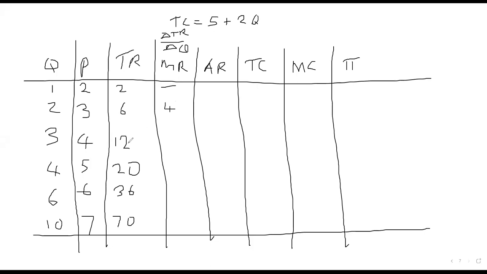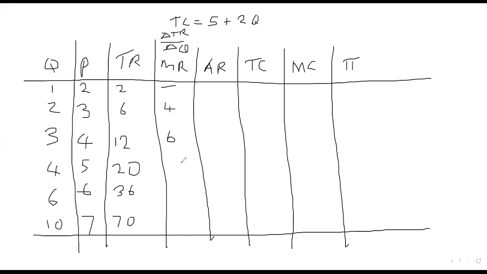Then here, 12 minus 6 is 6, 3 minus 1 is 1. So what do we get here? 6.